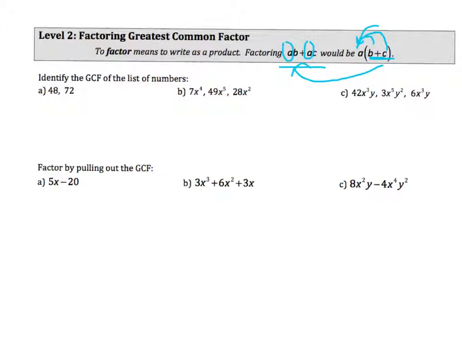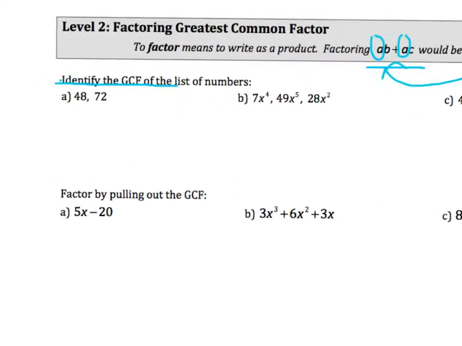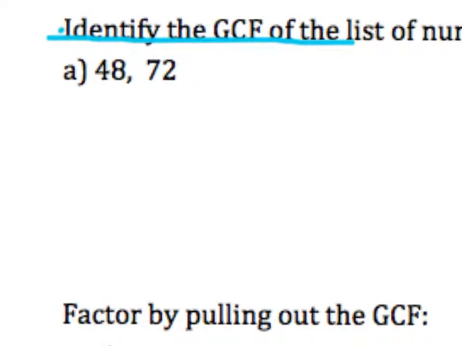The first one is identify the greatest common factor. So all we're going to do is find the greatest common factor and state it. We're not going to worry about the leftovers in the first three. So if we're looking at the first one, we've got 48 and 72. This is how I find the greatest common factor between two numbers. I look at the biggest one and I think about, can this one, 72, go into 48?